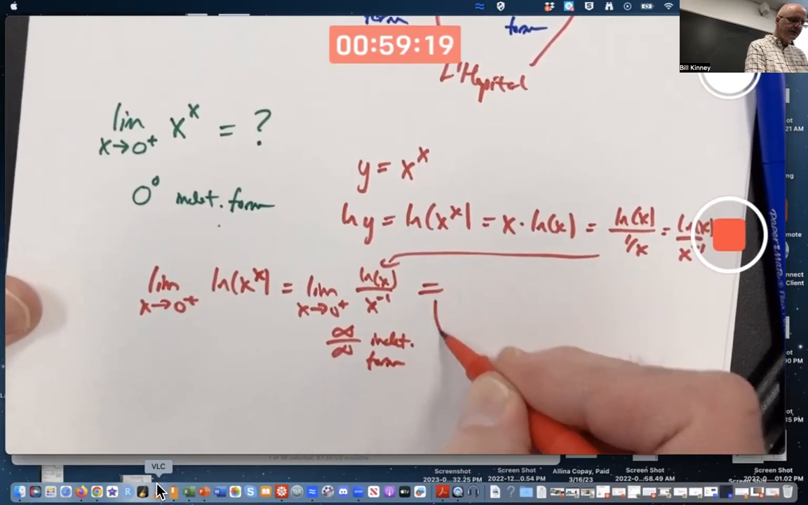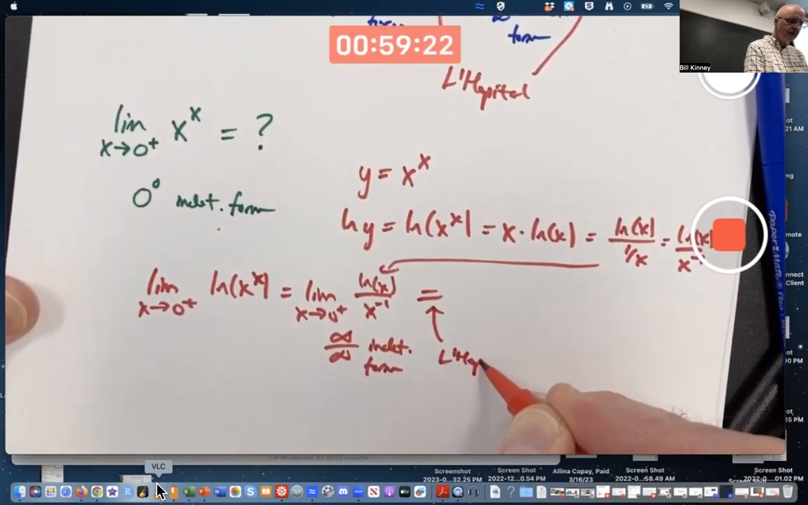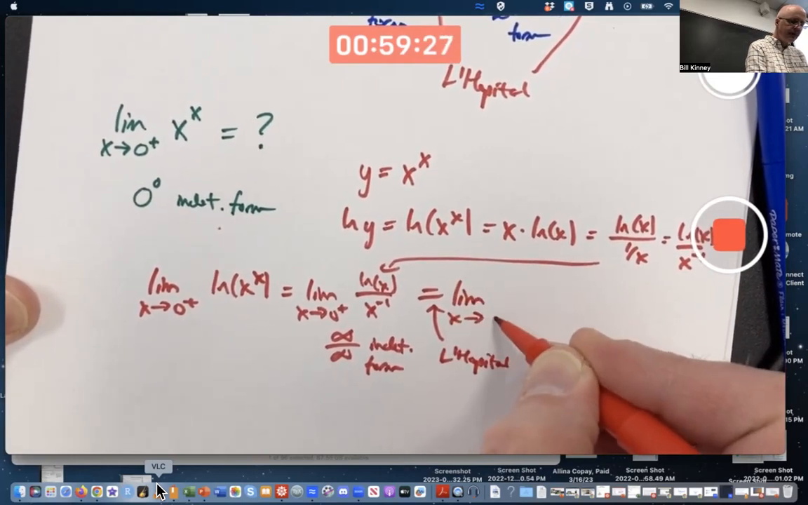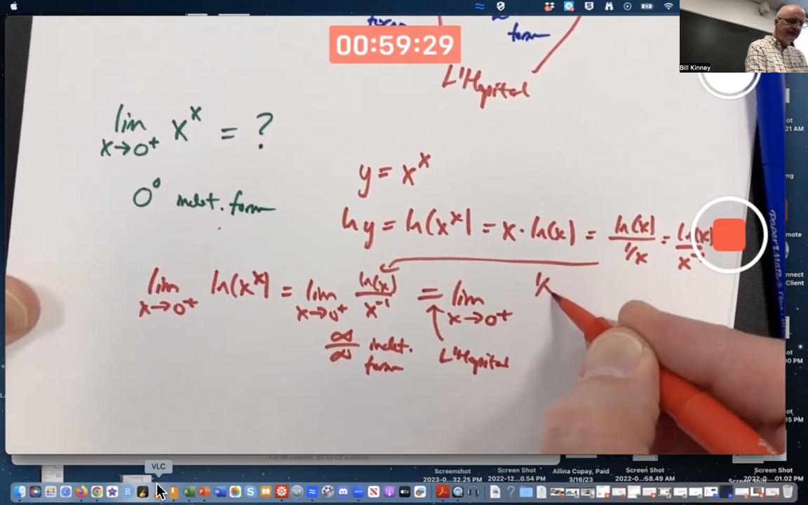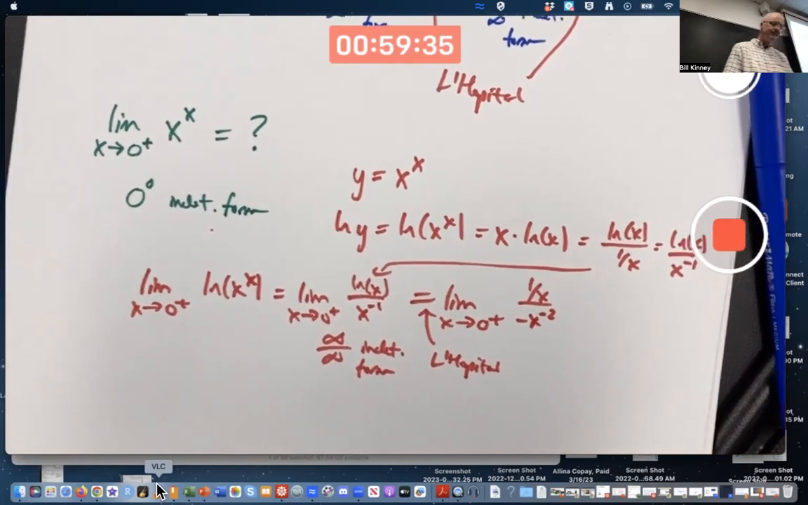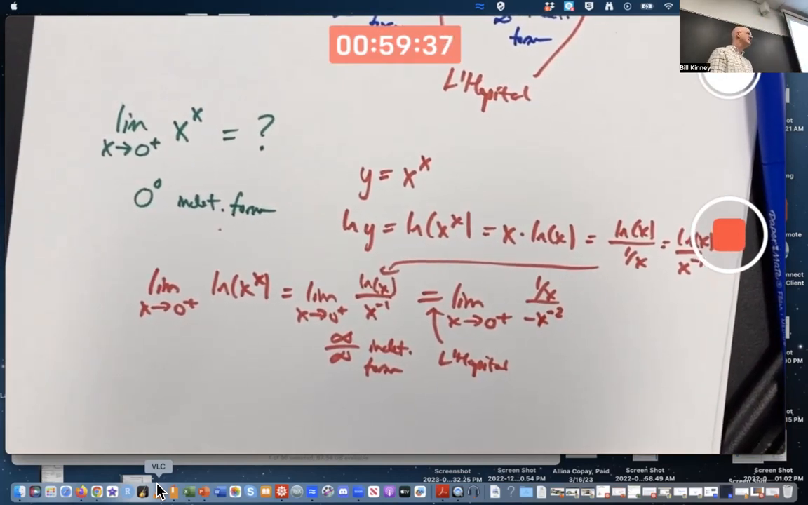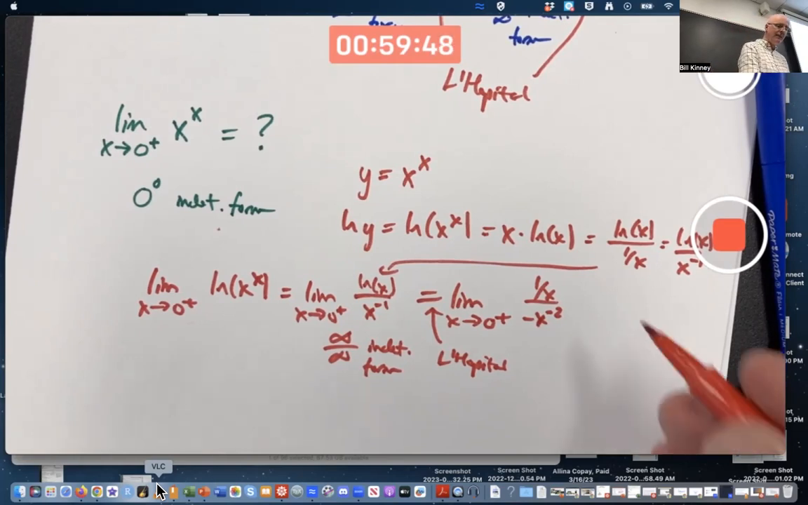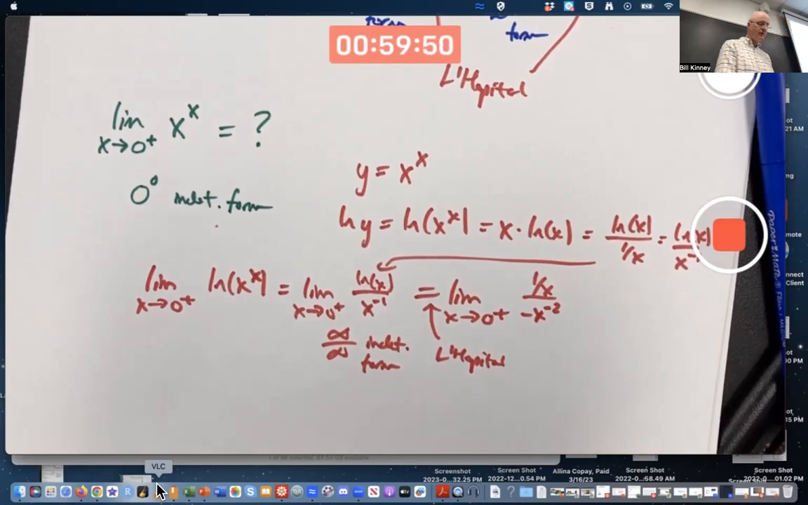So apply L'Hopital's rule. Take the derivative of the top and the bottom individually. The derivative of ln of x is 1 over x. The derivative of x to the -1 is negative x to the -2. Doesn't look much better, does it? I mean, we got rid of the logarithm. That's nice, I guess, but we got fractions within fractions here. And actually, both the top and the bottom are going to infinity as x goes to 0. So do we need to apply L'Hopital's rule again? No, it can be avoided.